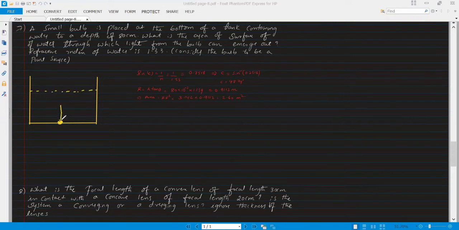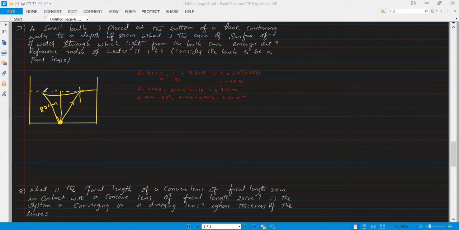Let us go from here to here. This is about 80 centimeter. What is the area of the surface of the water through which light from the bulb can emerge out? So here, a ray goes from here to this side. This is the ray which is traveling from denser medium to rarer medium. At the critical angle, this is going to graze like this. That means the ray which is going to fall soon after this is going to bounce back to the same medium. That means this is the last ray which is going to come out. On the other side also we are going to have this structure.